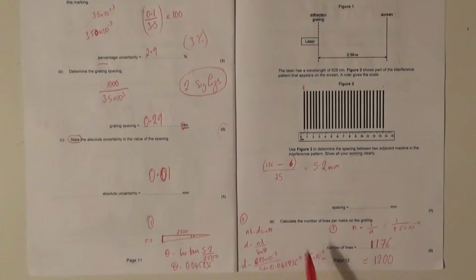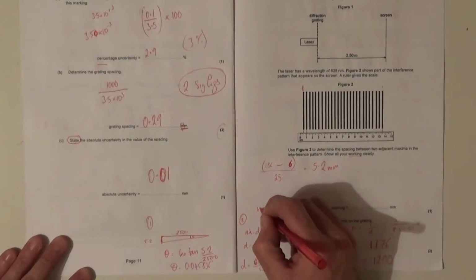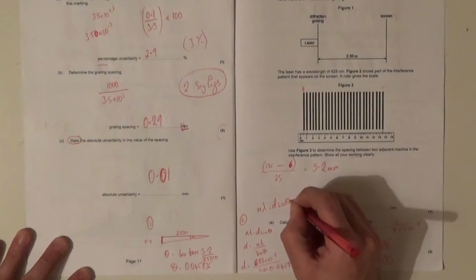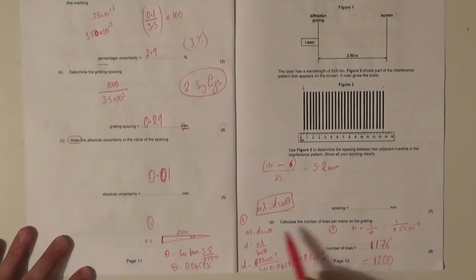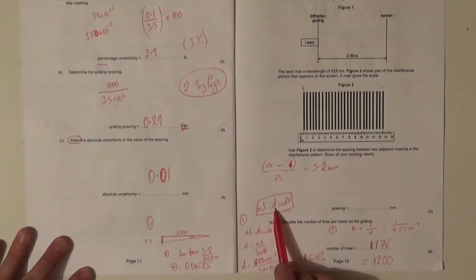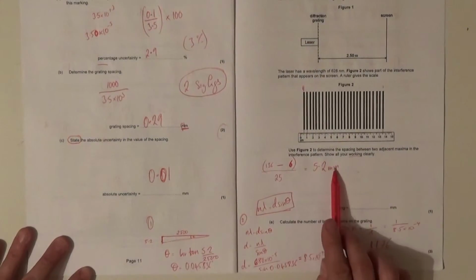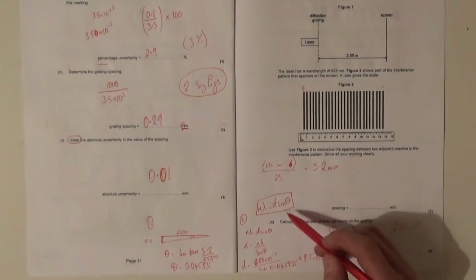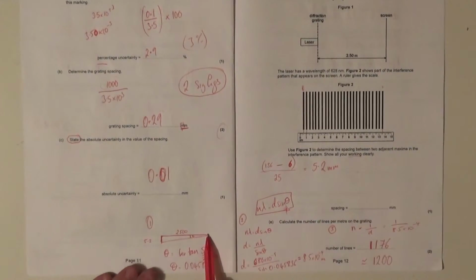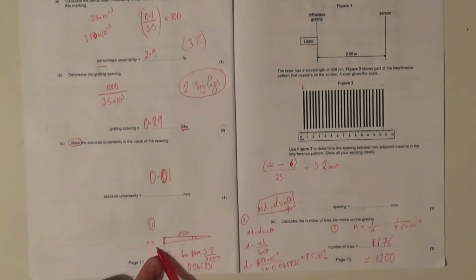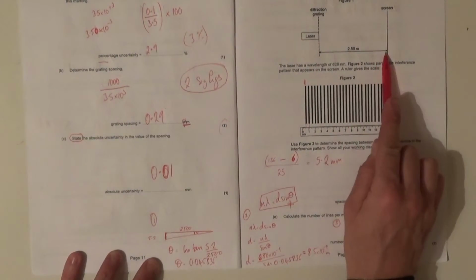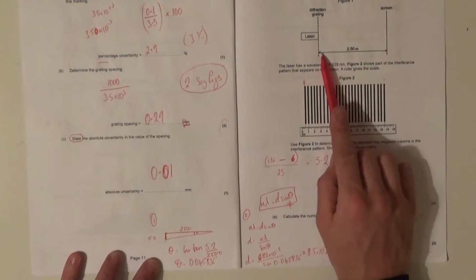First of all, we know our famous equation, the Bragg equation, n lambda equals d sine theta. We know the spacing of the maximum is 2.5. We've got to try and find something to do with this. So the first thing we're going to do is work out what theta is. We know the individual patterns are 5.2 millimetres apart, and we know that it's 2.5 metres from the diffraction grating to the screen.